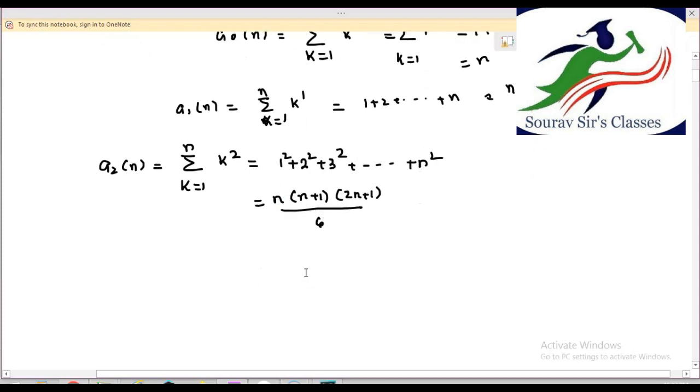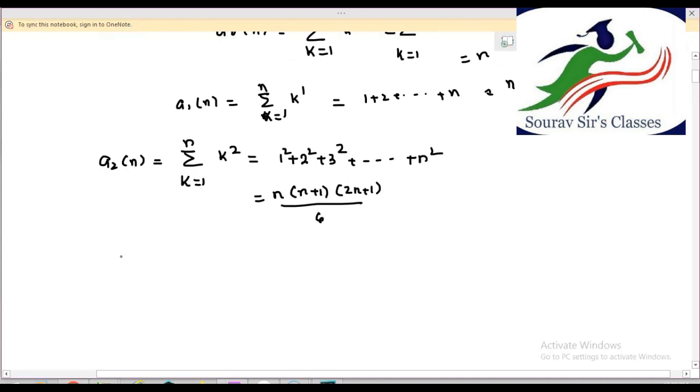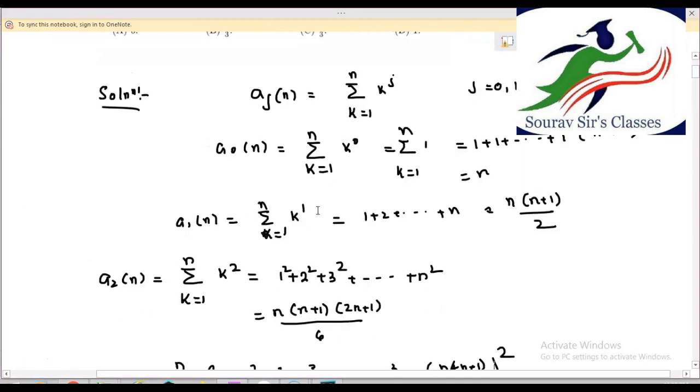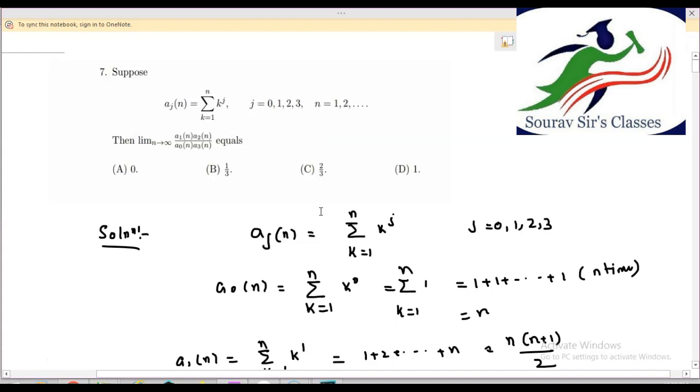What is our A3n? A3n is equal to summation k equal to 1 to n of k cube. So this is 1 cube plus 2 cube plus 3 cube plus dot dot dot up to n cube. So this is n into n plus 1 by 2, the whole square. Okay, so we got A0n, A1n, A2n and A3n. We have to find out the limit as n tends to infinity of A1n into A2n by A0n into A3n.